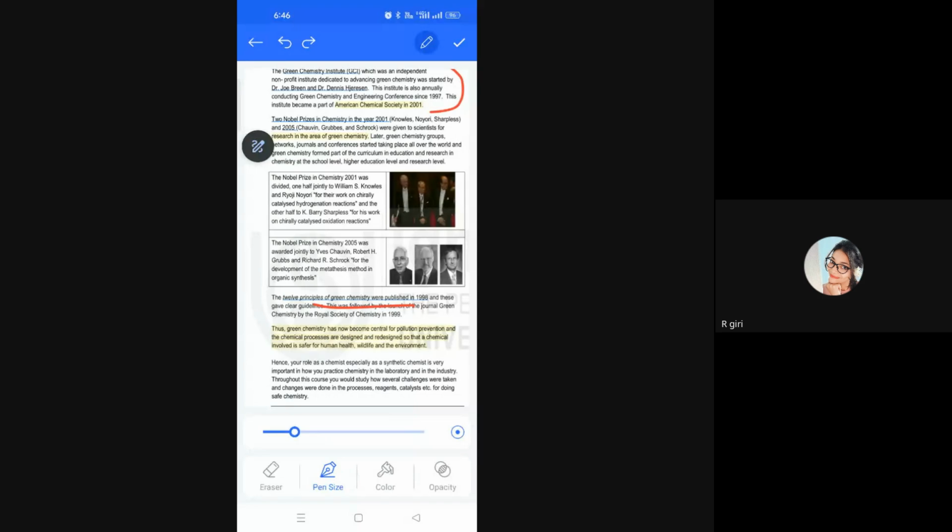Two Nobel Prizes have been given for development of green chemistry products. One is 2021, another is 2025. In 2021, three scientists were awarded: Knowles, Noyori and Sharpless. Similarly, Chauvin, Grubbs, and Schrock. You know the names of these scientists in inorganic chemistry, you know, Grubbs catalyst, Schrock catalyst.